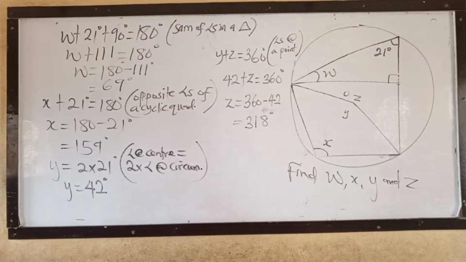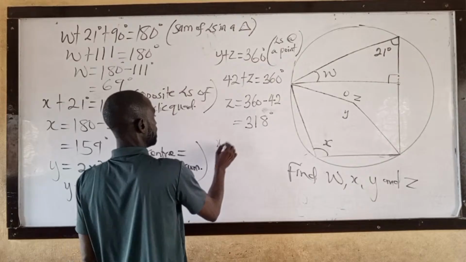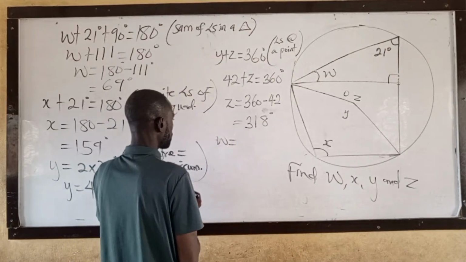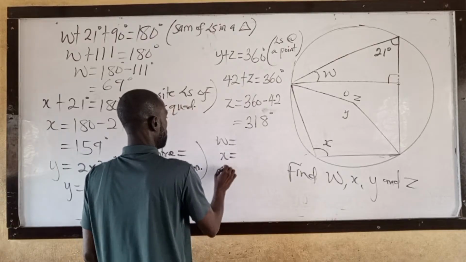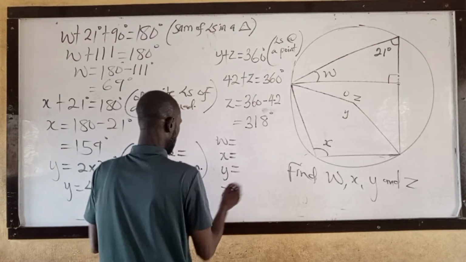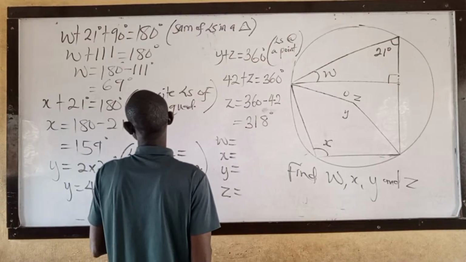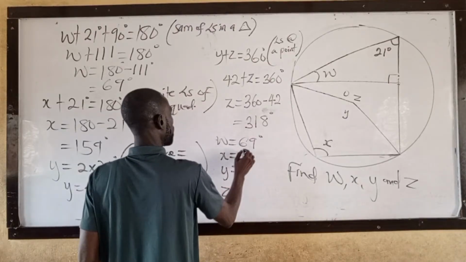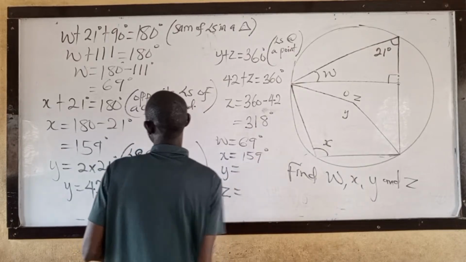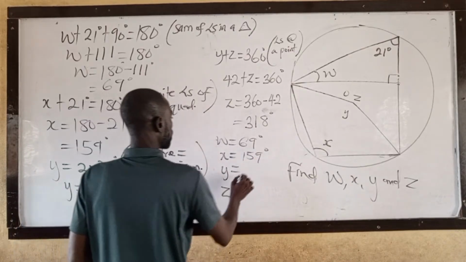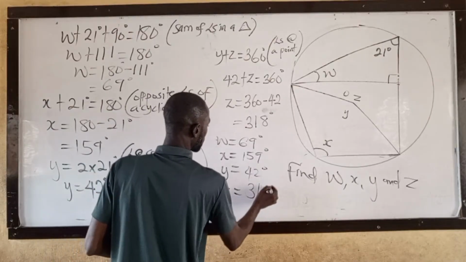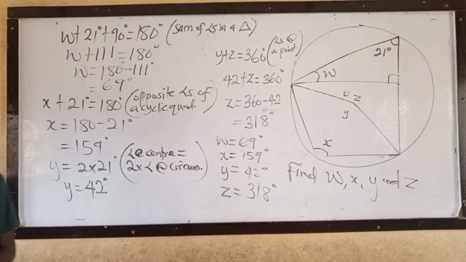So write W, X, Y and Z. Our W is 69. X is 159. Y is 42. Then Z is 318. Is it clear? Clear?